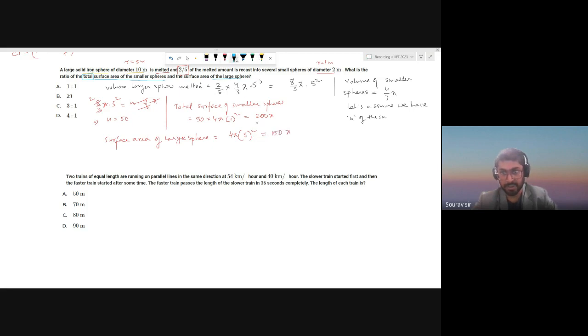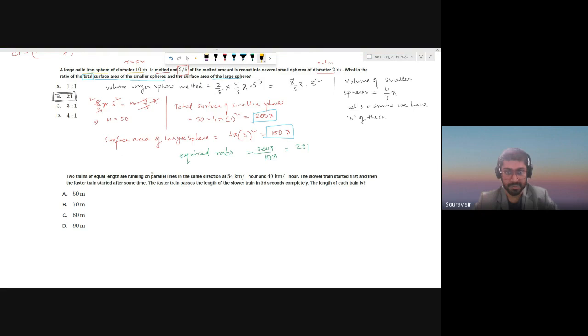So I want you to calculate the ratio between this and this. So you can see the answer, the required ratio is 200 pi by 100 pi. So this is 2:1. So then your answer is option B. All right, check the next one.